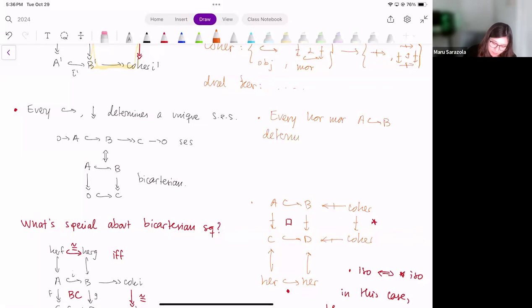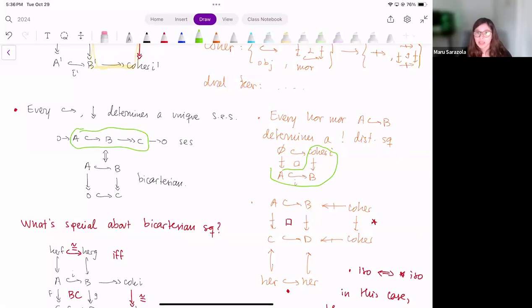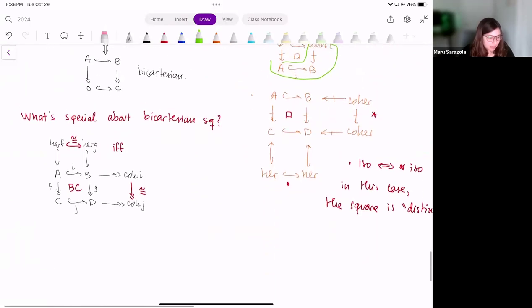determines a unique distinguished square where I have my map over here. I have the 0 with the vertical map to A. And now if this is I, I want to have the co-kernel of I participating in a distinguished square here. And this over here is playing the role of my short exact sequence. And everything that I've said in orange has been purely in terms of double category terms. So this is how you define these structures.